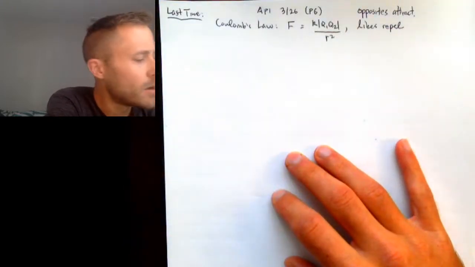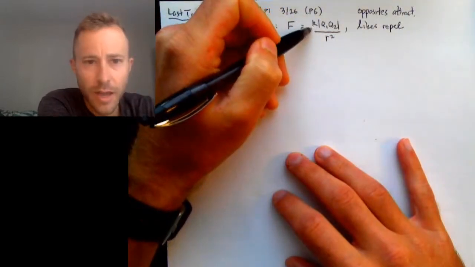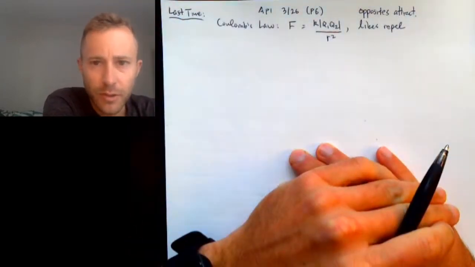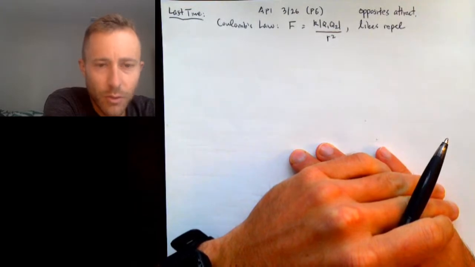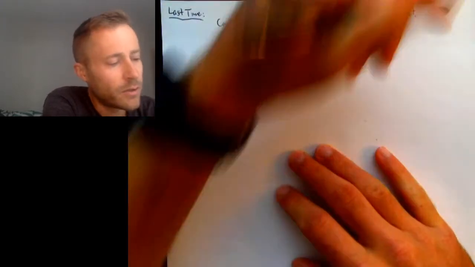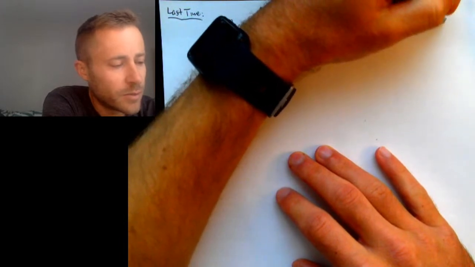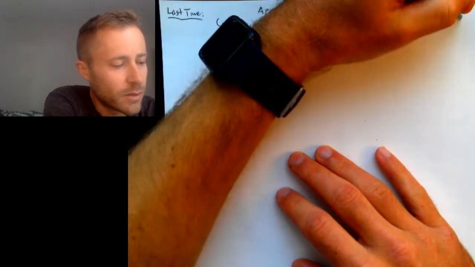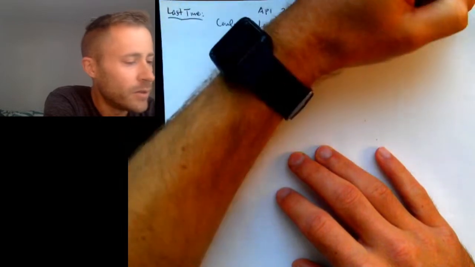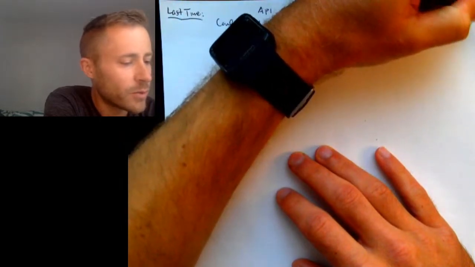This constant k that appears in the equation is called the Coulomb constant, and its value is 9 times 10 to the ninth Newton meters squared per Coulomb squared.